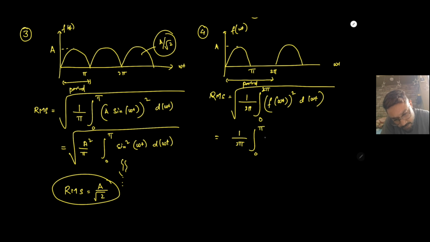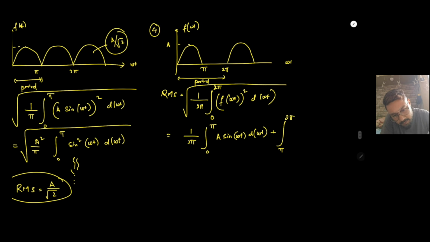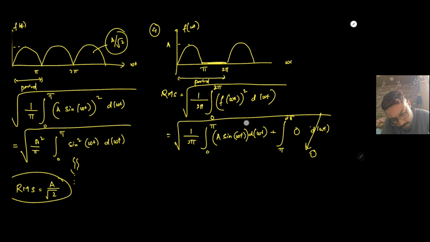We'll break it into parts: 0 to pi, A sin omega t d omega t, plus pi to twice pi. From pi to twice pi, its value is actually 0. It is 0, right? Obviously this one is 0. I forgot to write the whole square. 1 by twice pi, A square.